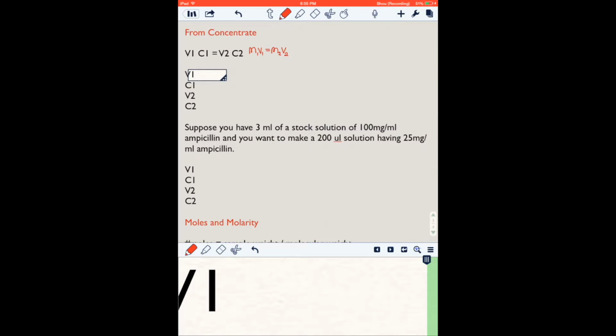Alright guys, that brings us to the dilution equation, and there's two conventions for writing it. There's V1C1 is equal to V2C2, or M1V1 is equal to M2V2. They mean exactly the same thing. V1 is the volume of your stock that you need. So we would write volume of stock needed.